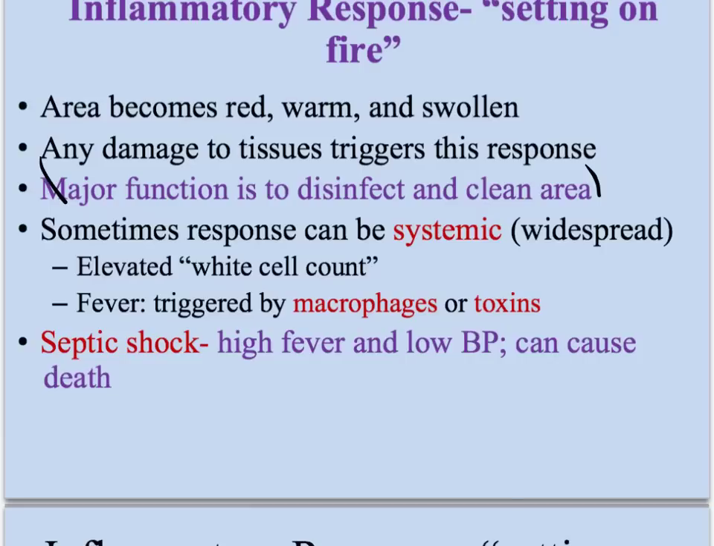Sometimes this response can be systemic. So systemic means it's happening all over your body all at once. And when you get that, you'll hear the phrase an elevated white cell count. So you've got a whole bunch of the phagocytic cells running around your body trying to contain this illness. A fever, that's when your temperature goes up, and it can be triggered by the bad toxins, or it can be a good thing triggered by the good macrophages in our body. And macrophages, if you remember, were a specific type of phagocyte cell. Systemic can also lead to septic shock, and this is a really high fever and a low blood pressure, and it can lead to death.